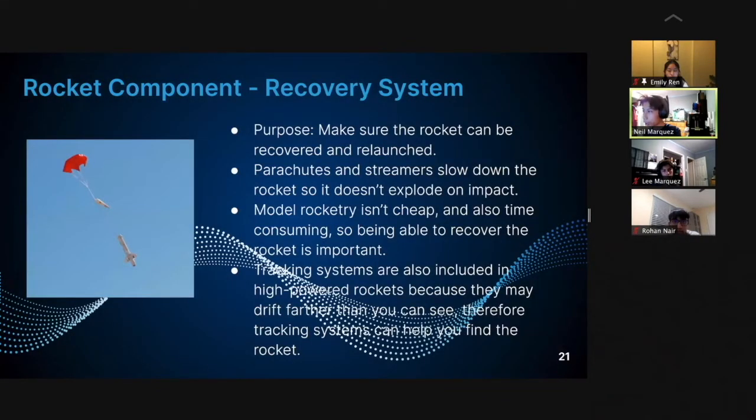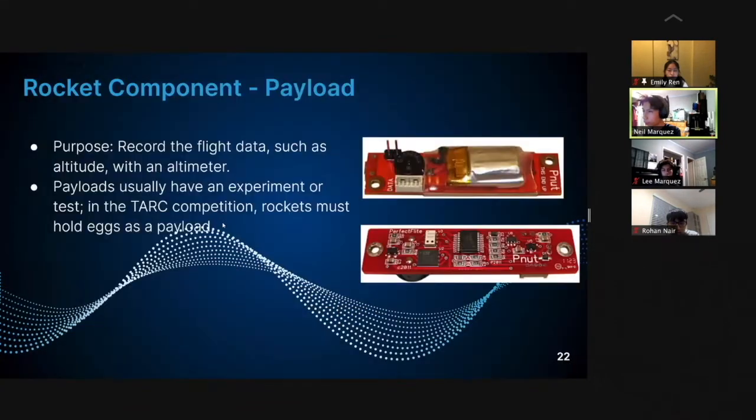Now, our recovery system is one parachute, and the importance of a recovery system is so you can reuse the rocket and recover it after it's landed. Otherwise, it would just explode on impact. And on larger rockets, there may be tracking systems because they may glide farther than expected. Our payload has 2 eggs and an altimeter so we can record flight data. Otherwise, we would not know how high the rocket went.